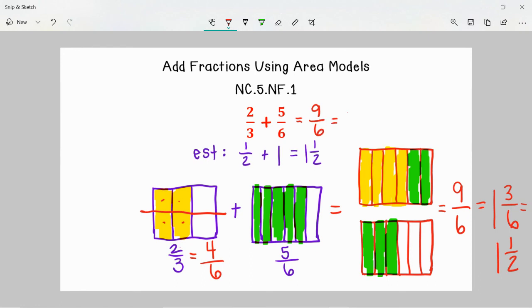That can also be written as 1 and 3/6. And we know that's also equivalent to 1 and 1/2. And when we compare our actual answer to our estimated answer, we can tell that our actual answer is very reasonable based upon our estimate, since they're the same thing. We got 1 and 3/6 or 1 and 1/2 as our sum, and we had estimated that the answer would be around 1 and 1/2. And so this is how we can add fractions using area models.